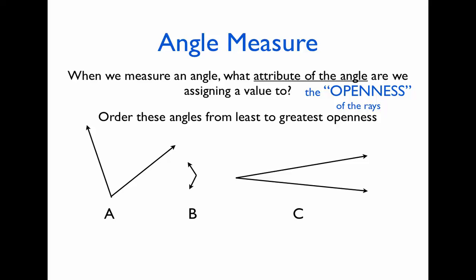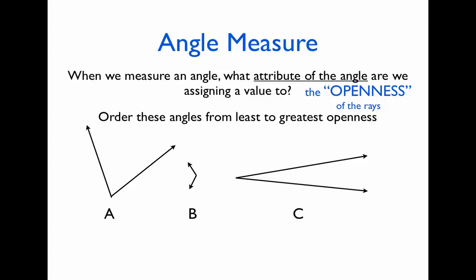And which one's the greatest amount of openness? B. Okay, it's the furthest open, right? And so this underscores how it's not distance, right? Because look at the distance between the rays here. This is a greater distance, right? From there to there, between those tips, is a greater distance than from there to there. But C has a smaller measure because it's less open than B.